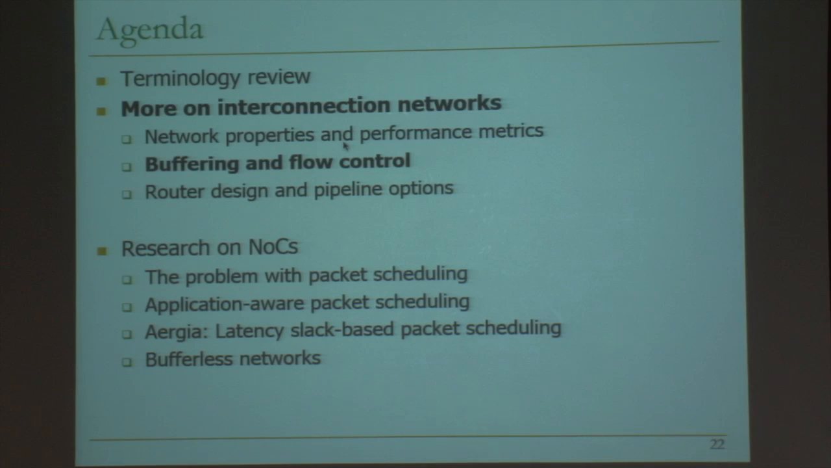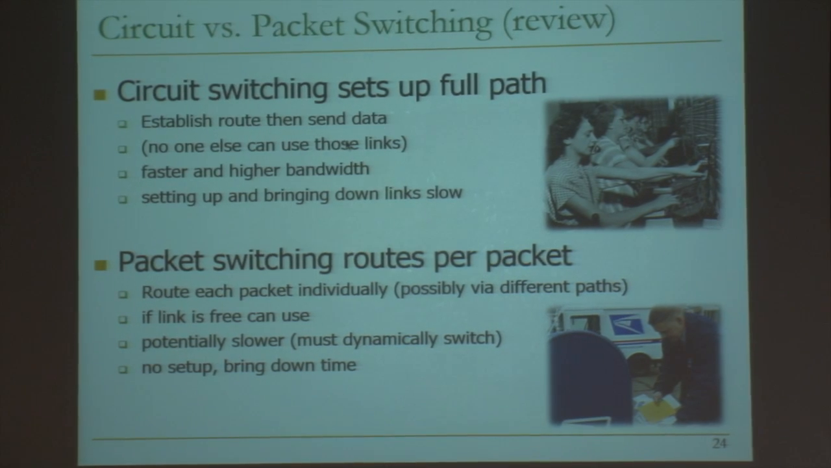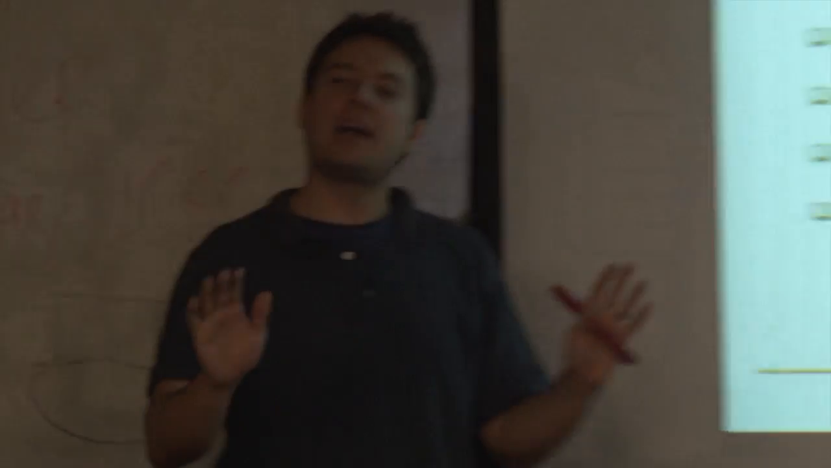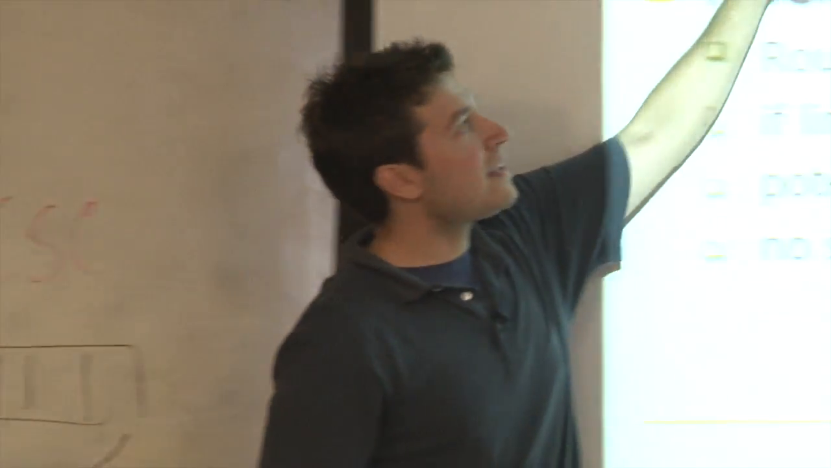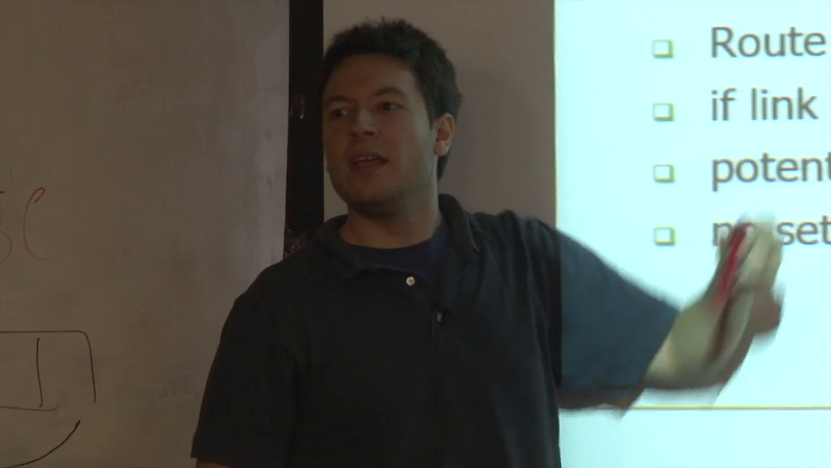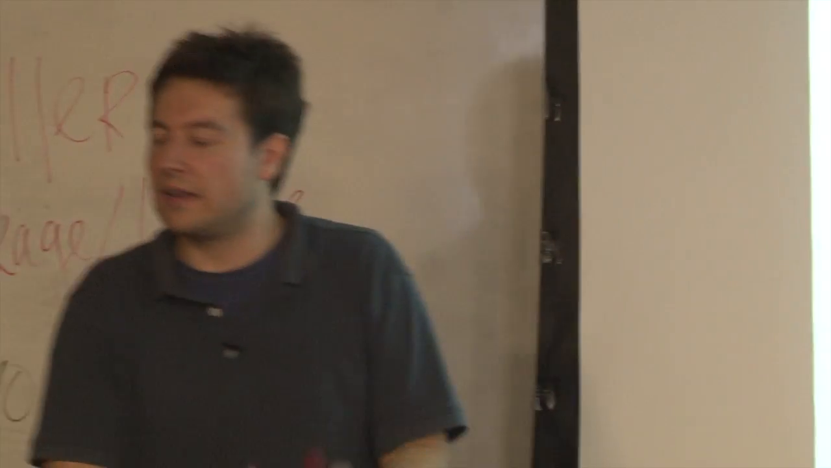OK, we're going to talk about buffering and flow control now. First, a bit of review on circuit versus packet switching. And I think the professor already touched on this, so I'll go over this quickly. In circuit switching, you set up the full path before you start communicating. This is kind of similar to a telephone network. You first dial. Once the connection is established, you can talk as much as you want, uninterrupted. You have the full bandwidth of the line. You get a fast connection guarantee on the line that you established, but you have to do the setting up and bringing down. And you're occupying the whole link. Even if you're not using the whole thing, nobody else can use it because it's dedicated to you.